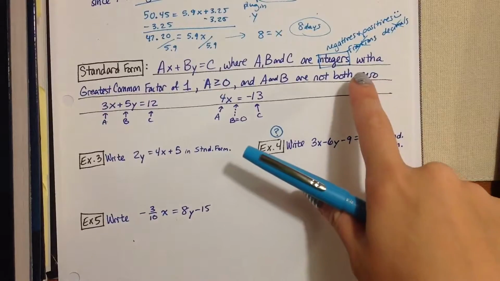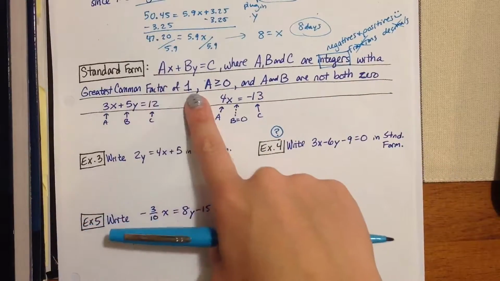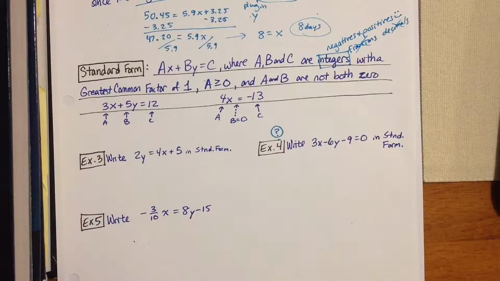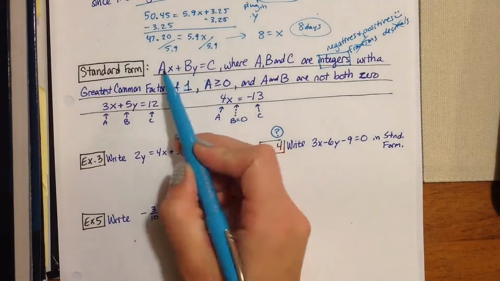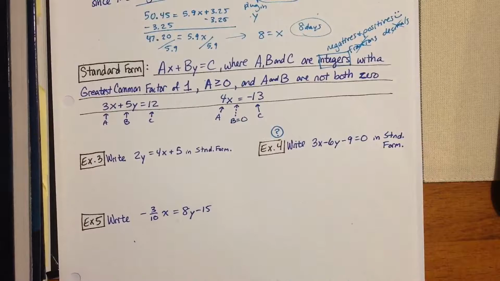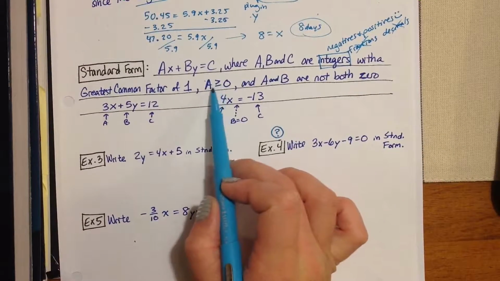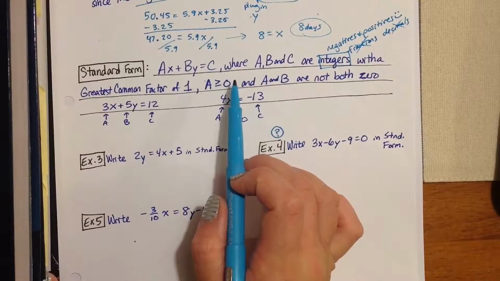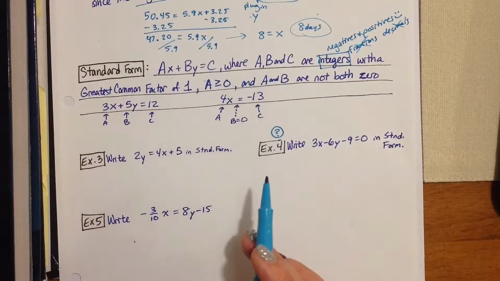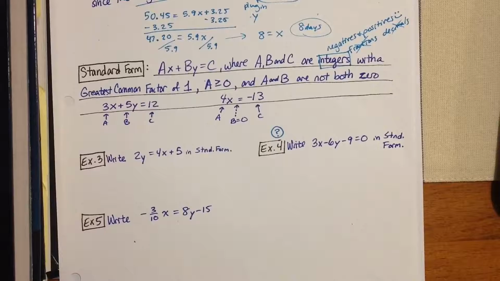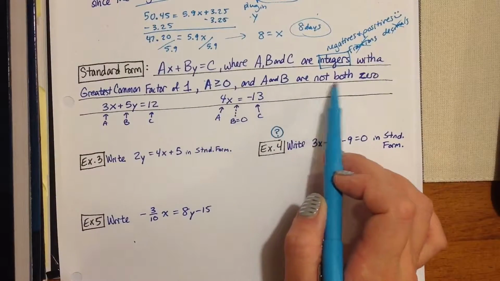Okay, they have a greatest common factor of 1. We're going to see an example in a moment where they don't have a greatest common factor of 1, and it's your job to divide away the greatest common factor. So like if all of your a, b, and c values are divisible by 5, you need to divide the 5 away. That's all that's saying. A is greater than or equal to 0. A is the only one that has to be positive. B and C are allowed to be negative. That's fine. And then lastly, A and B are not both 0.